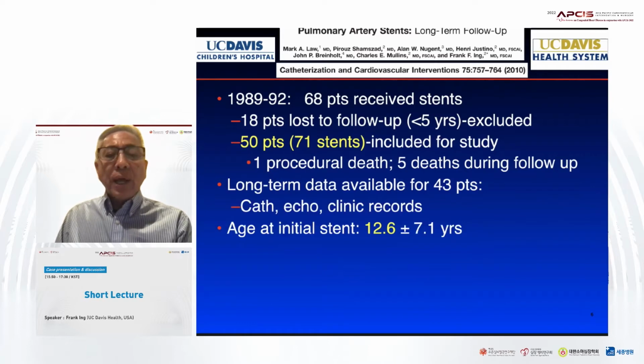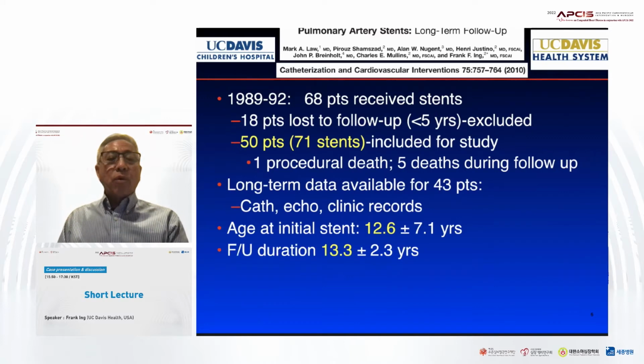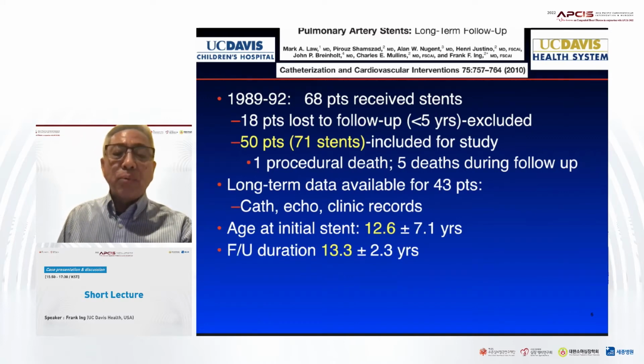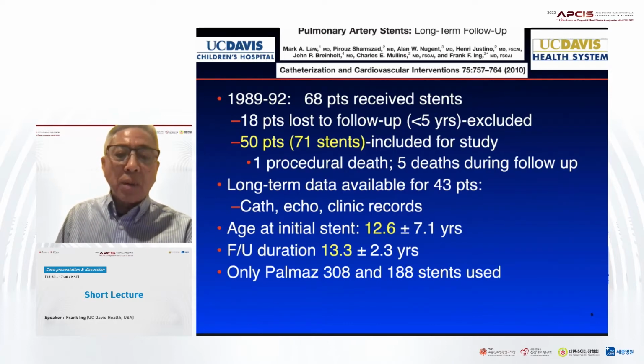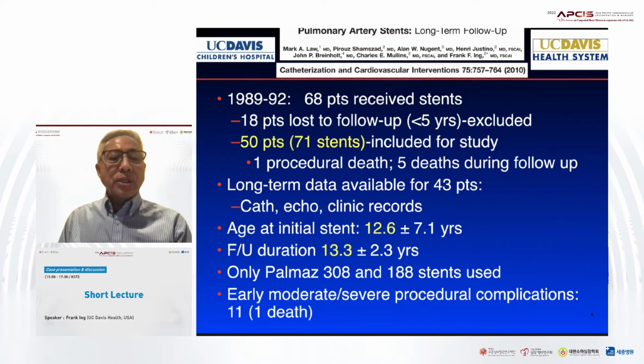The initial age of the stent implant was 12.6. Now, that's kind of old in today's times, but back then, the stents were not put in little kids. They were put in older patients. And so, of course, the follow-up duration was 13.3 years plus or minus 2.3 years. Now, at that time, the only stent that was available was the Palmaz stent. So, of course, it's a moving target. We have newer and better stents now, but this is the data from back then. And basically showing that there were some procedural complications back then.